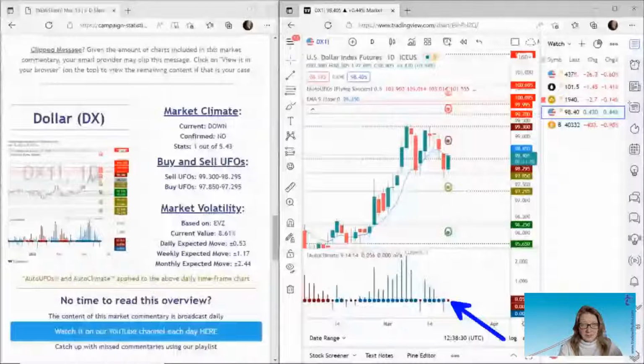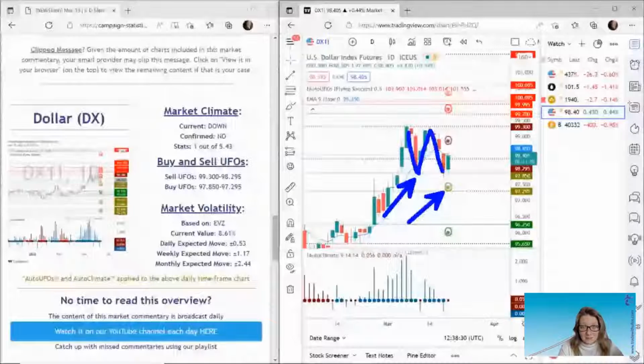Now, we've got an interesting situation here in that we have buyers very close by, between 97.85 to 97.295. They've already worked a couple of times to push price up. Price came in here before, hit the buyers, and was pushed up.